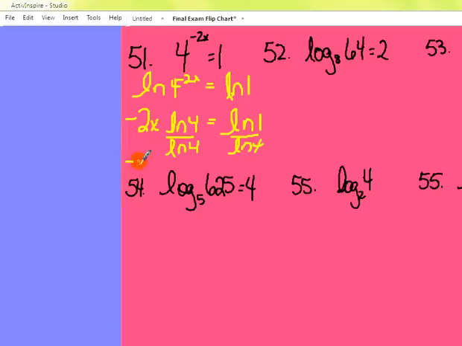So you get negative 2x is equal to 0. Well, folks, guess what? X has to equal 0 then, because in order for this to equal 0, x has to be 0. And 0 would be the answer.